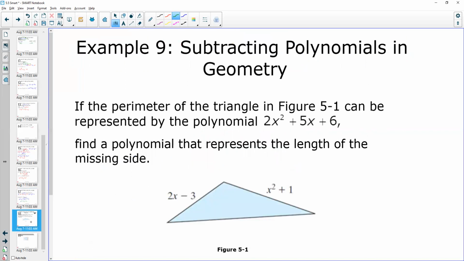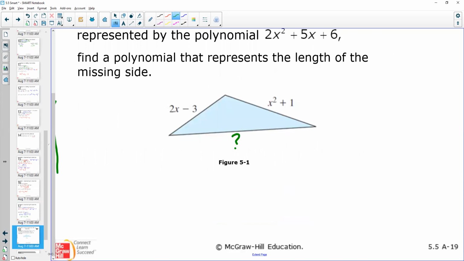So if the perimeter of a triangle in figure 5.1 can be represented by the polynomial 2x squared plus 5x plus 6, find a polynomial that represents the length of the missing side. I don't know this side. So before we stop and think about it for a second, let's remember how we find perimeter. Perimeter is side plus side plus side, right? When we find the perimeter of something, we add up all the side lengths. So what it's saying is I have 2 sides out of 3. But I don't know this last one, but I know the total.